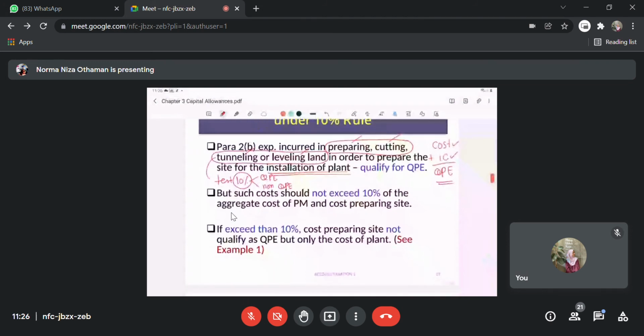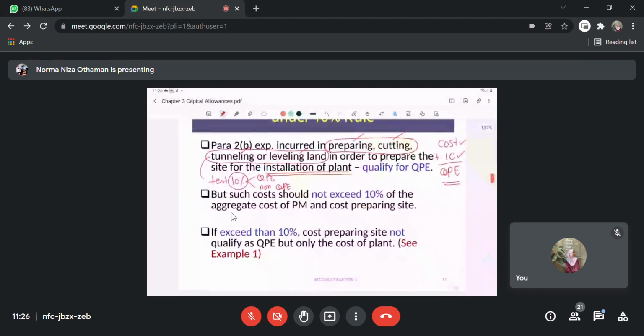Okay, so apa dia punya konsep? Dia kata the cost, the such cost ni adalah preparing site lah. Saya tulis PS, preparing site. The preparing site should not exceed the 10% of aggregate cost of plant and machinery and cost of preparing site. Kalau dia melebihi, dia kata if exceed the 10% cost, the preparing site is not qualified as QPE. Kalau dia lebih besar daripada 10%, dia dah bukan lagi QPE.